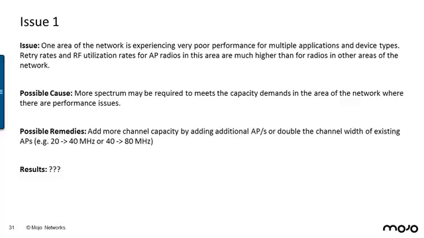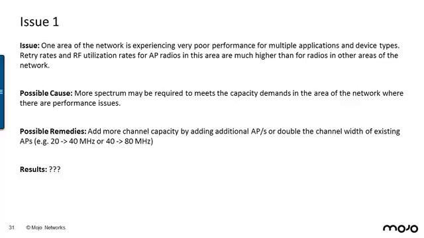Now, the possible cause here is that maybe we just need more spectrum in that area. Maybe the channel utilization is high, which RF utilization is equivalent to, and retry rates are indicative that we're probably getting to the point where we could benefit from adding more capacity in that area. So one of the remedies may be to just double the channel width of the APs in that area, or maybe consider doubling the channel width pervasively. If you're running with 20 megahertz, you can go to 40 megahertz, and if you're at 40, go to 80. Now that's if you have spectrum available.